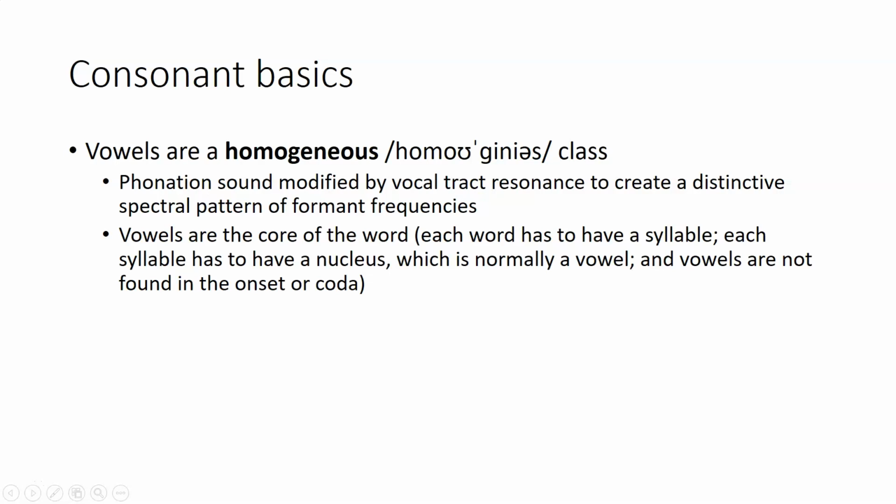Our discussion of consonants starts with a contrast with vowels. So vowels are all similar in some ways. They are a homogeneous class. For all vowels, there's a phonation sound that's modified by the resonances of the vocal tract based on the posture of the tongue to create a distinctive spectral pattern of formant frequencies that you'll learn more about in speech science. Vowels provide the core for a word.